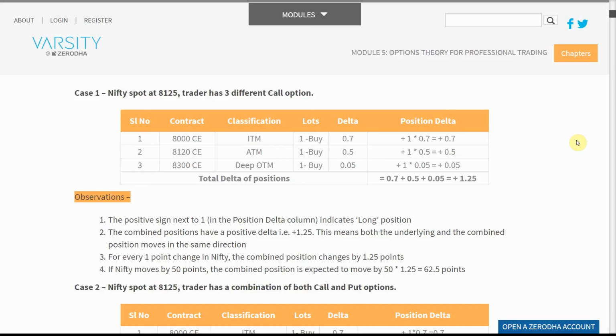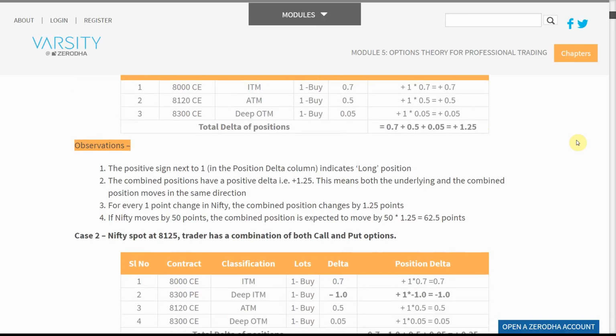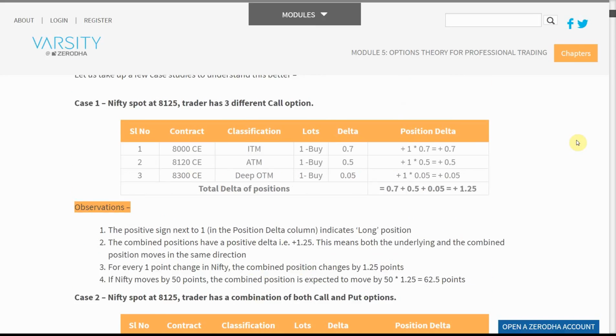1. 8,000 CE, ITM, 1 lot, 0.7, 1 asterisk 0.7 equals plus 0.7. 2. 8,120 CE, ATM, 1 lot, 0.5, 1 asterisk 0.5 equals plus 0.5. 3. 8,300 CE, Deep OTM, 1 lot, 0.05, 1 asterisk 0.05 equals plus 0.05. Total delta of positions equals 0.7 plus 0.5 plus 0.05 equals plus 1.25.